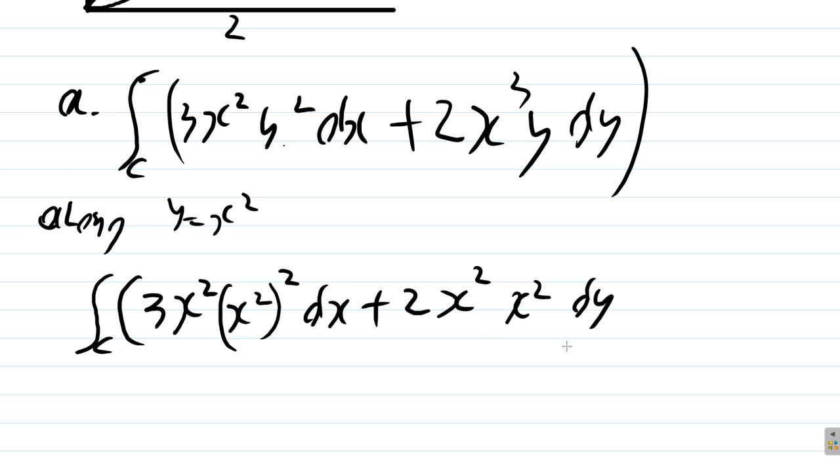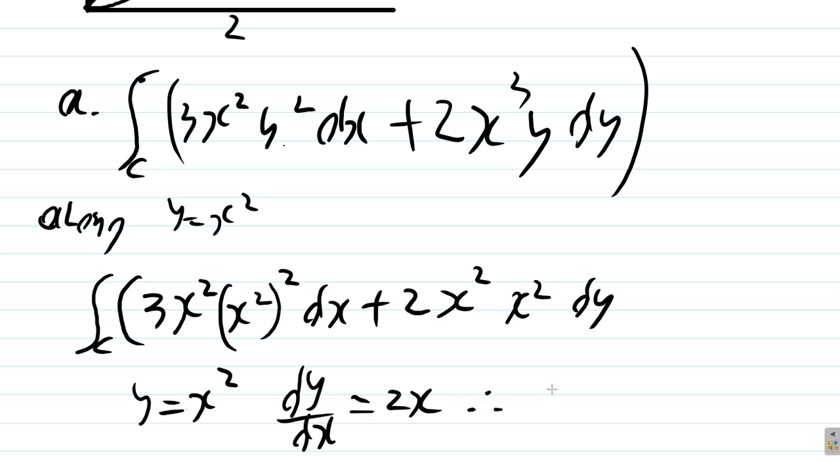But as I said, we don't want to have any dy's, so we're going to have to change that dy. You see this y equals x squared? When you have y equals x squared, if we differentiate this to find dy by dx, what we're going to have is 2x. So therefore what we have is that dy is equal to 2x dx. So we know what dy is, so we can change it now.